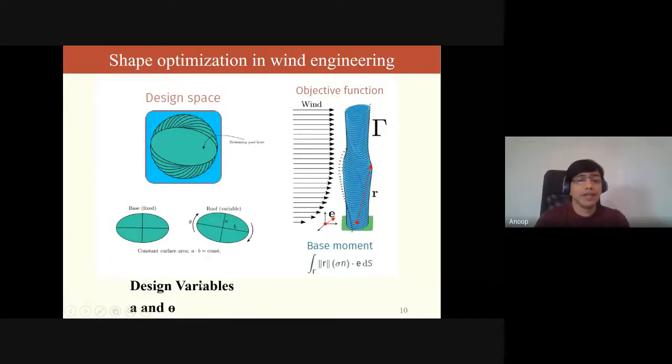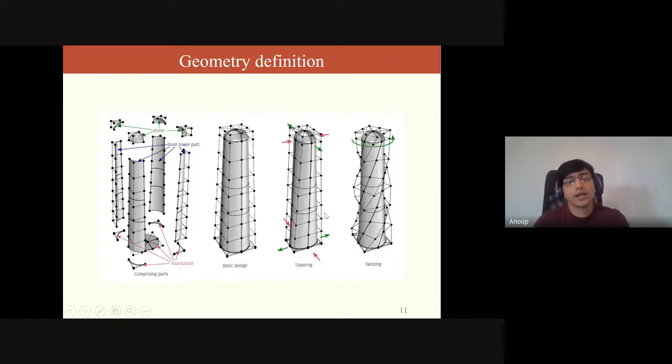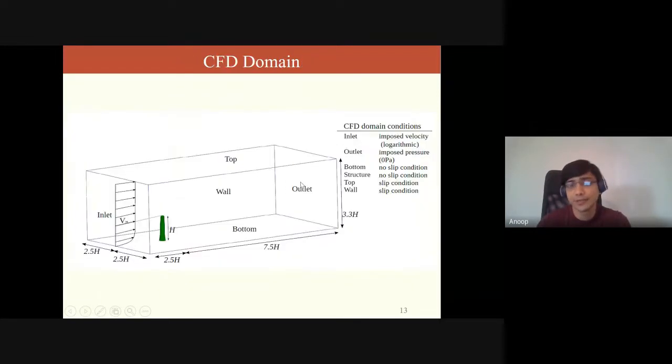We have two design variables, which are the angle of rotation as well as the semi-axis of the ellipse. So we have the elliptical geometry of the building, and we parameterize the geometry like this. So we have the tapering and twisting capabilities. Once you define these two parameters, the geometry can be created easily, and we put it in the CFD domain. This is how a CFD domain looks, and we have the inlet here from where the wind fluctuation comes in.